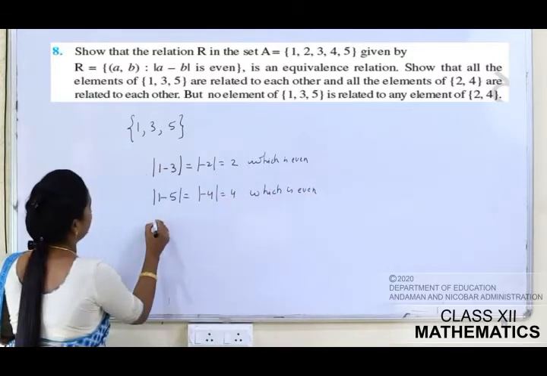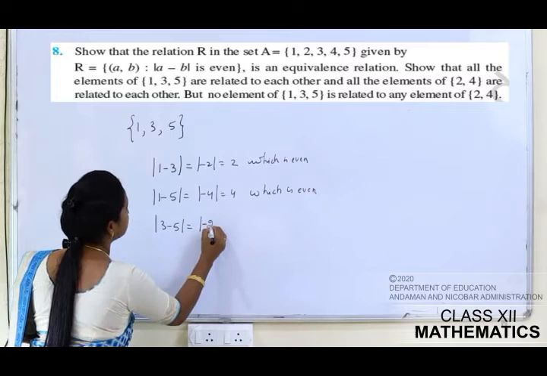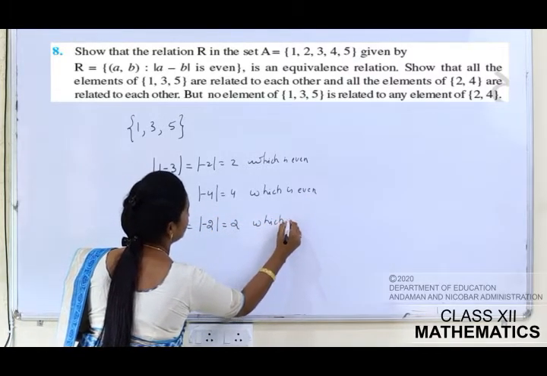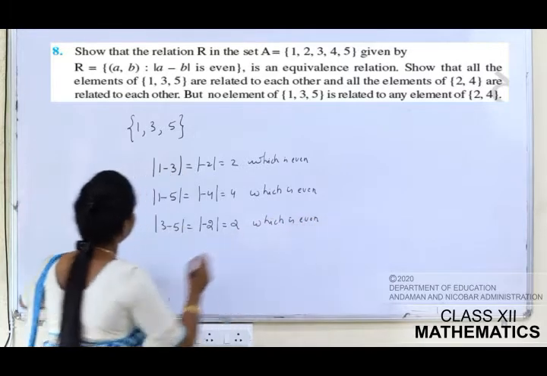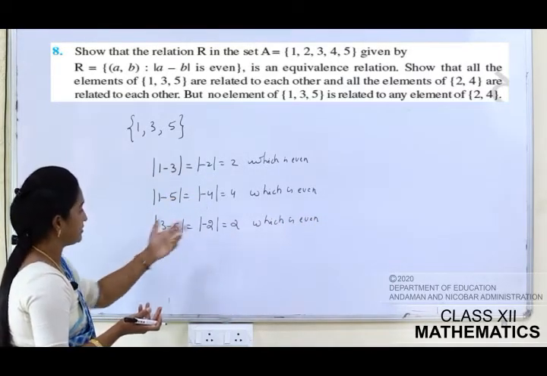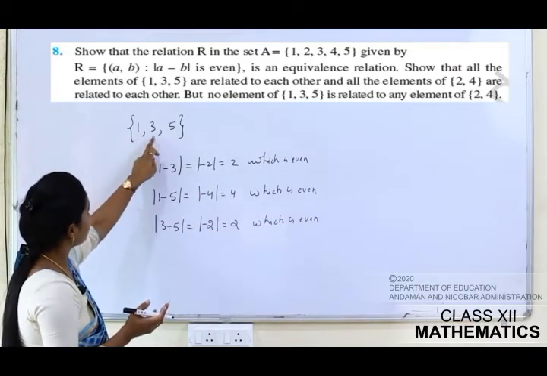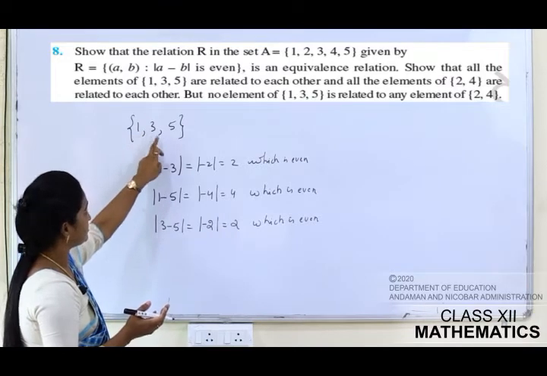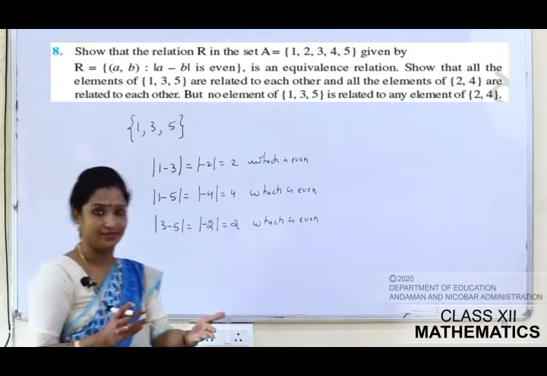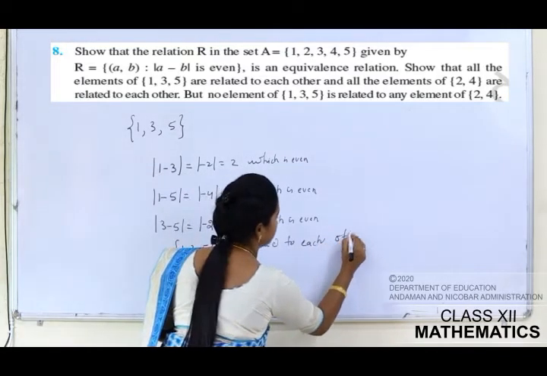Okay. When you take 3 minus 5, you're getting minus 2, which is also even. So here, जब इसको उल्टा करेंगे तो भी वही बात आएगी, 5 minus 1 करिए तब भी वही आएगी, 5 minus 3 तब भी वही आएगी, because it is modulus. Okay. So here, when you subtract the elements inside with each other, you observe that it satisfies that relation. That means what you can say, R is related to each other.